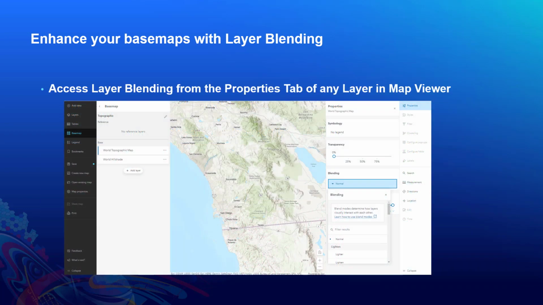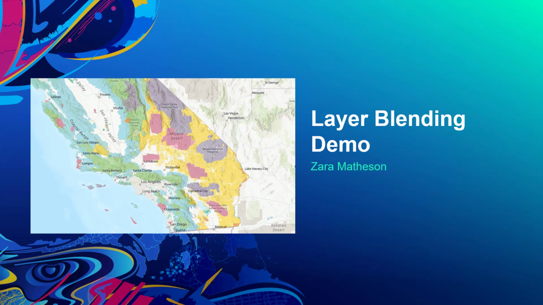The layer blending options can be accessed from the Properties tab for any layer in map viewer. They are organized by theme, and there's also a search feature so you can quickly find the one you're looking for. The layer blending menu also includes a link that explains each of the various options in more detail. It's also fast and easy to click through the different blend modes in the menu and automatically see how they affect your map. When you apply a blend mode, there's no change to the data or to the original layers. When you save the map, the blend mode is saved to the map. In the remaining minutes of this presentation, I'll demonstrate just a few of the many layer blending options available.